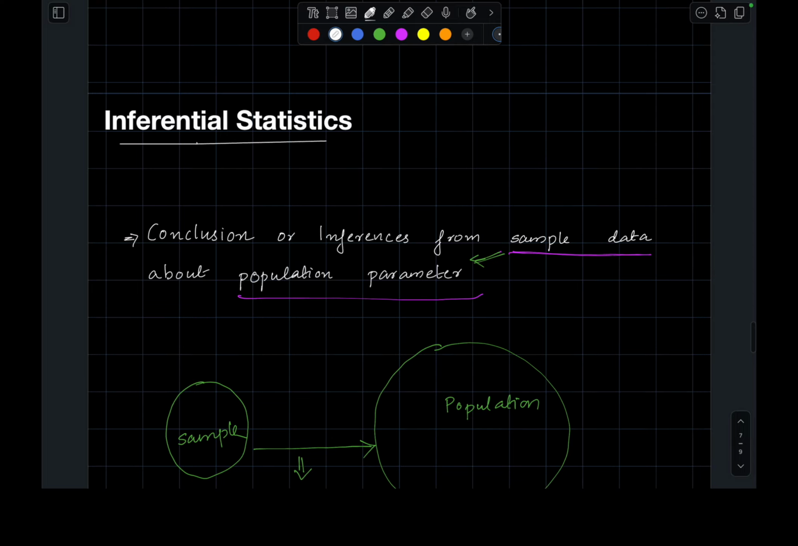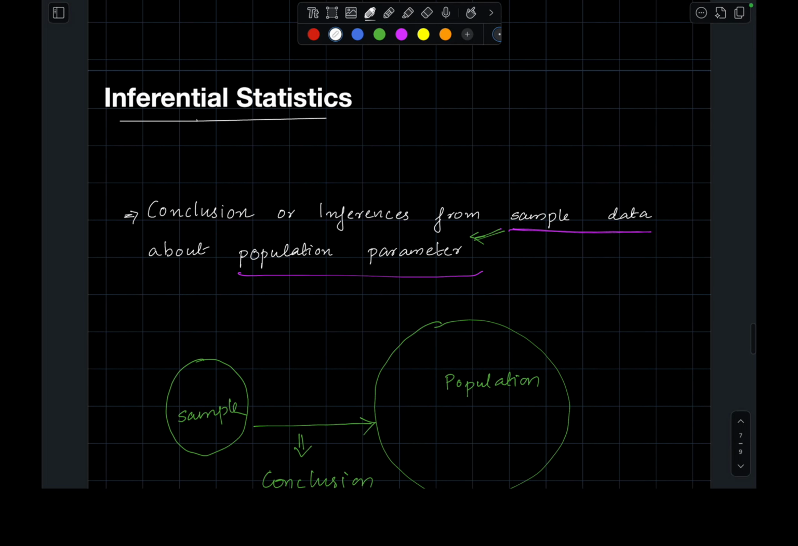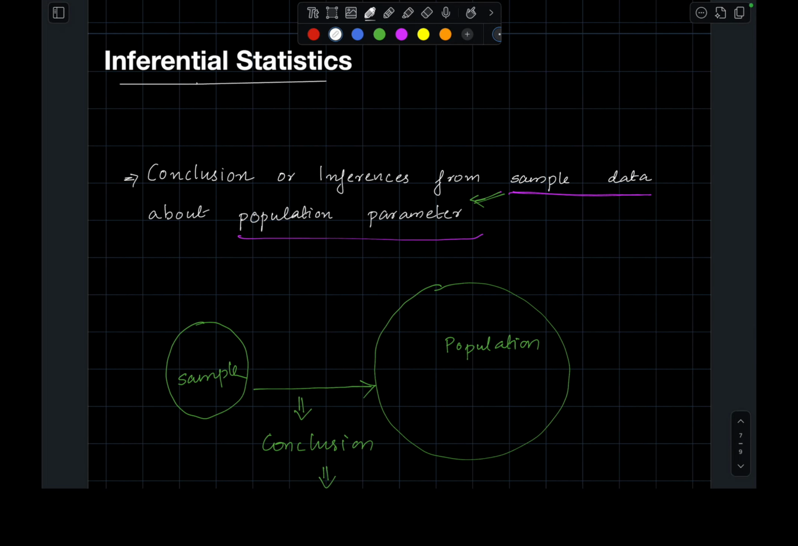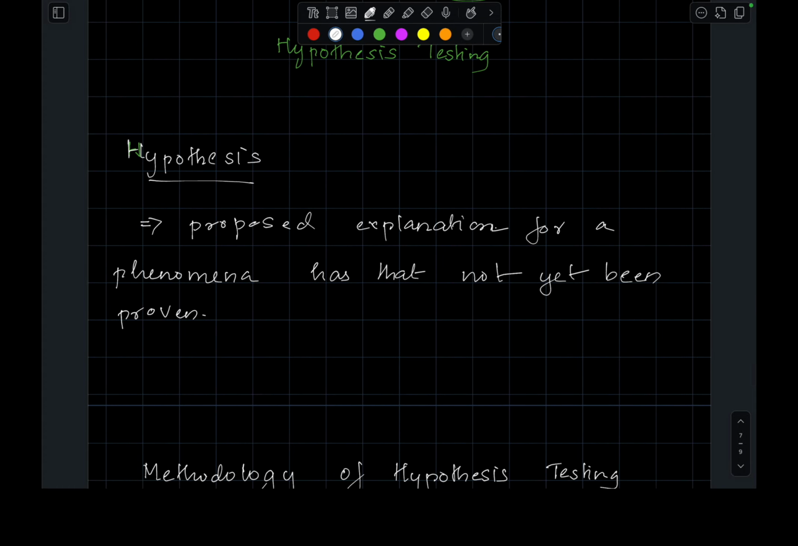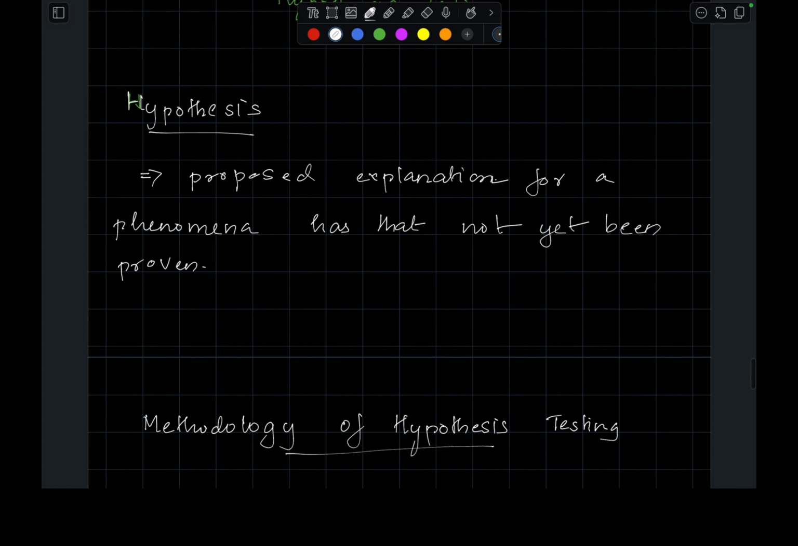So we started off with inferential statistics. Inferential statistics, apart from descriptive statistics, includes the conclusions or inferences from sample data about the population parameter. And we started off with the definition for hypothesis. So hypothesis is nothing but the proposed explanation for a phenomenon that has not yet been proven.